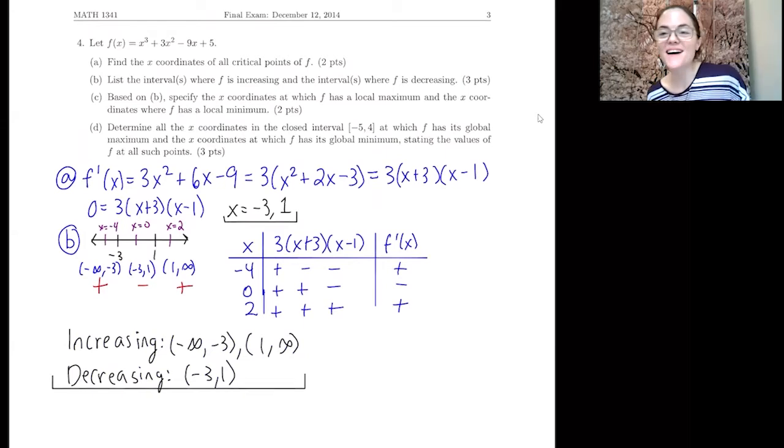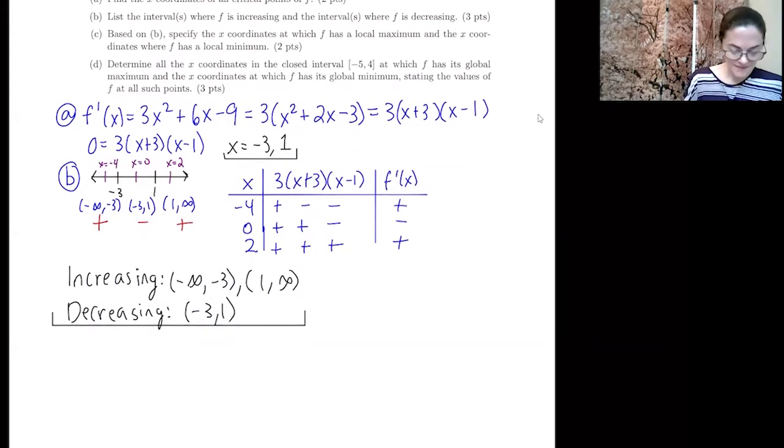Okay, so far we have part A and part B. Now we need the x coordinates where we have a local max and local min. Okay, here we go. Part C. Well, the good thing is we have all of the work. In fact, the work is here, but I will just recopy it. All we need in C is x coordinates.